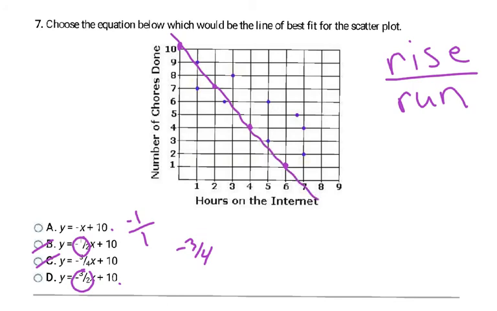And most of those dots are above the line. So that's not a very good line of best fit. So my answer is A.